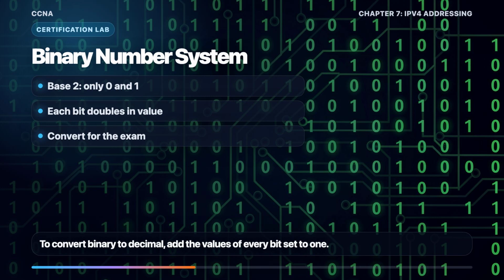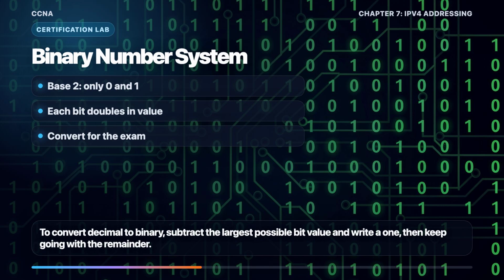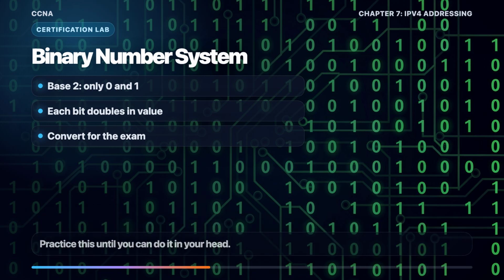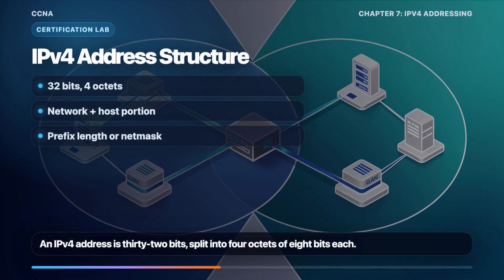To convert binary to decimal, add the values of every bit set to 1. To convert decimal to binary, subtract the largest possible bit value and write a 1. Then keep going with the remainder. Practice this until you can do it in your head. Cisco has a free binary game on their learning network. Use it.